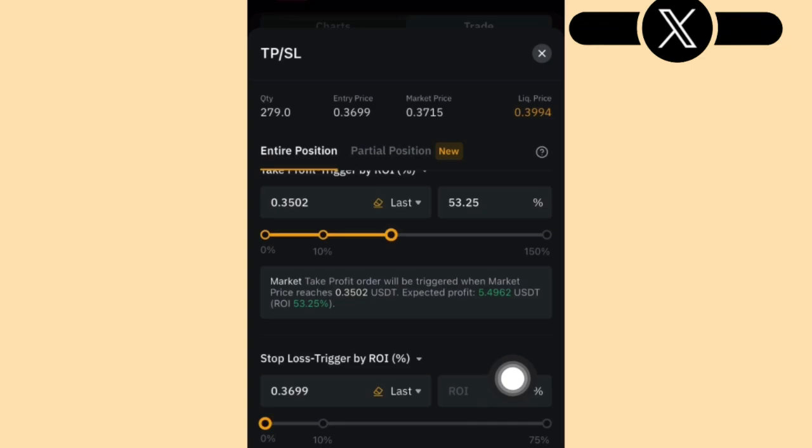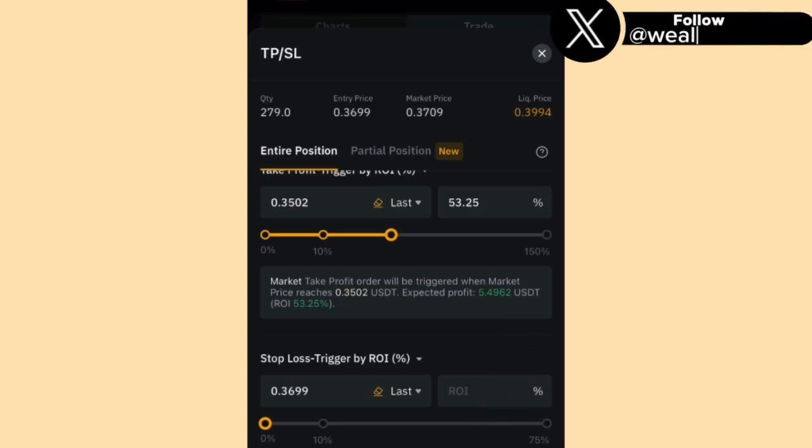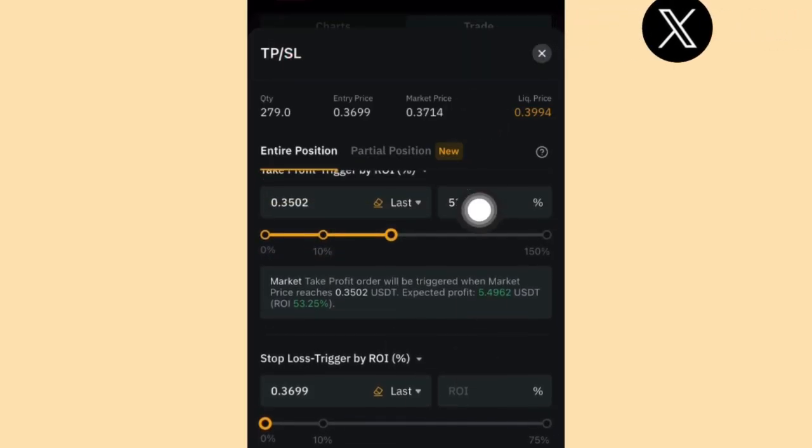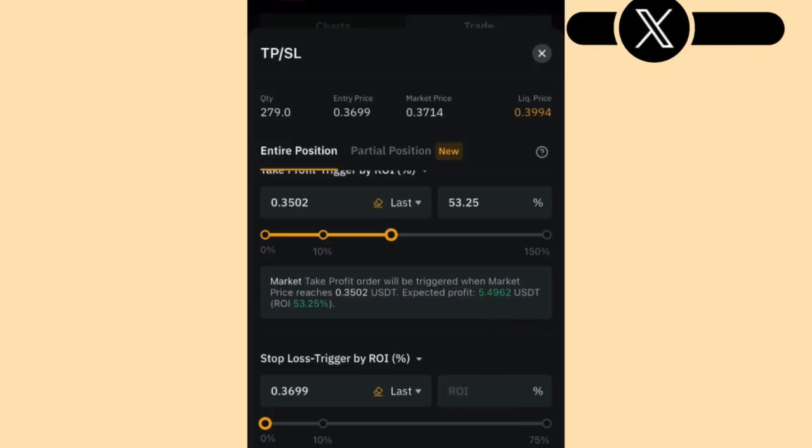And that's how you can actually be on the safer side so you don't lose your money. What you want to do is click on confirm, and the order won't trigger because it has not gotten to that point. It is not at 50% ROI right there, so it won't trigger.